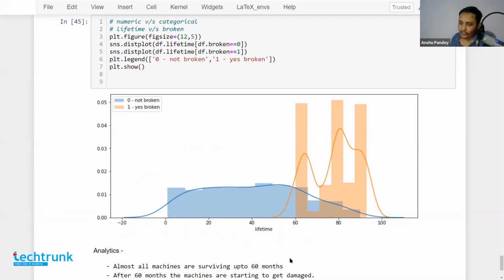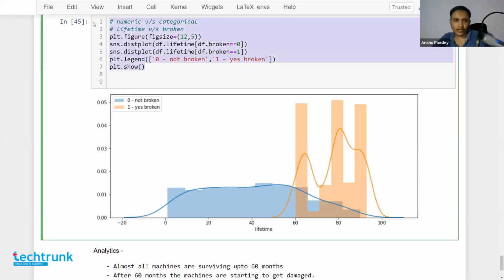You can see that after 60 months, the blue is lower than red. Red is quite higher than blue. That means the probability of machines getting damaged is quite higher after 60 months compared to the machines not getting damaged. Are we good with this? Right, I hope you are good.